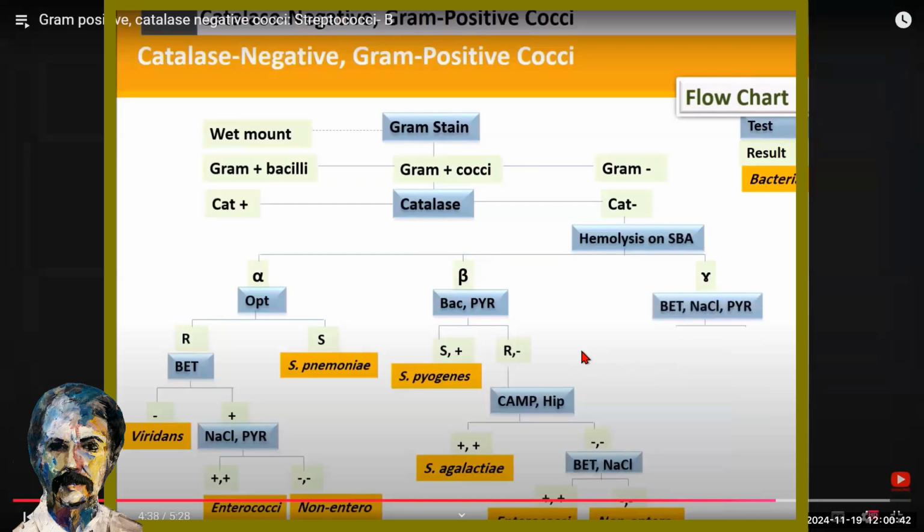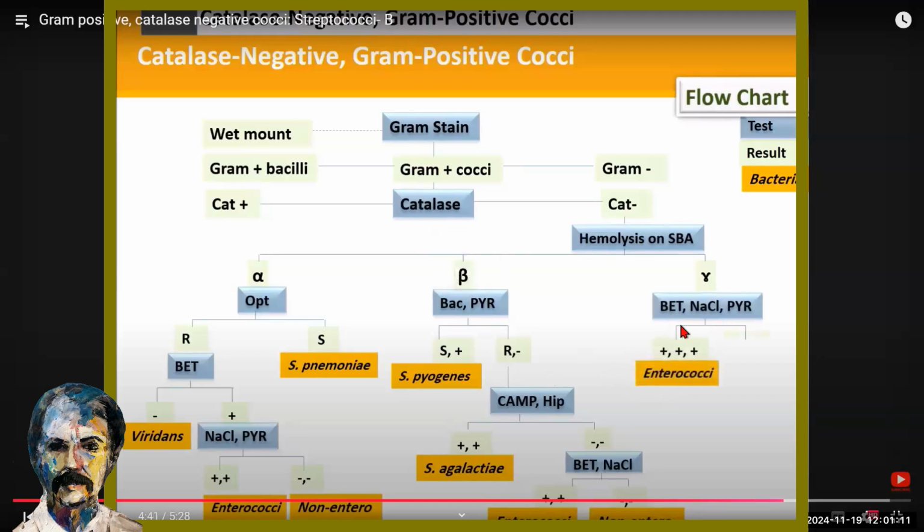If the plate displays no hemolysis, gamma hemolysis, then you have to do BET, NaCl, and pyre. You can use only one of them. You can say I want to use BET, or I want to use pyre, or I want to use three of them. It depends on how much time you have and how much budget you have.